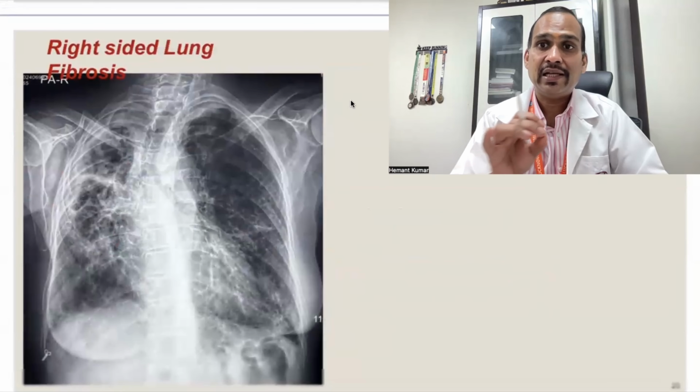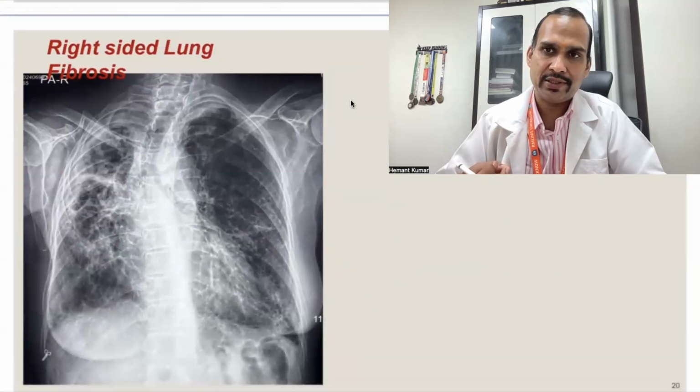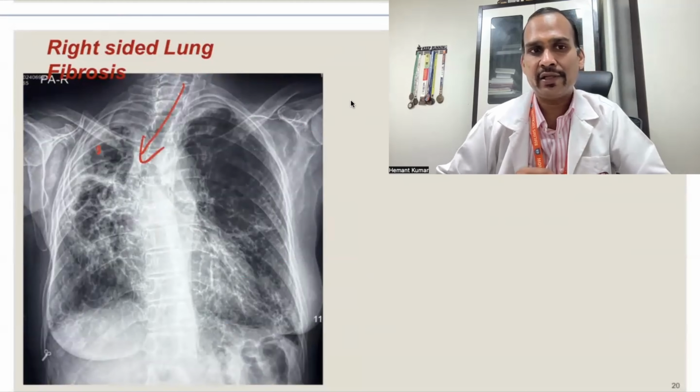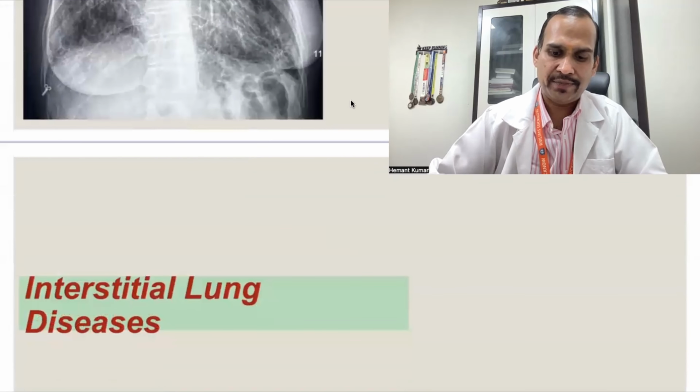This is right lung fibrosis because of healed tuberculosis. Again, you can find intercostal space narrow. You can find tracheal deviation towards the right side. This is also saccasticial collapse.